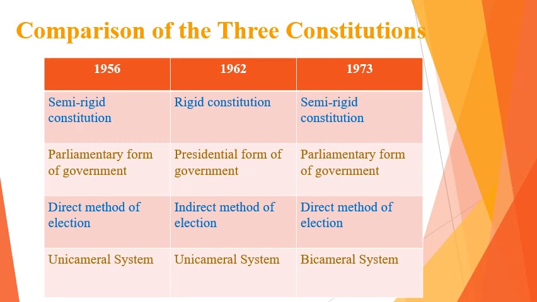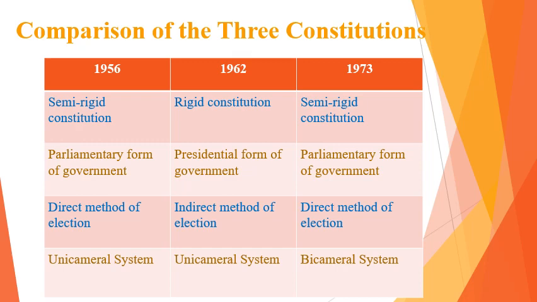This is called semi-rigid. Whereas the constitution of 1962 is rigid. Rigid means although the lawmakers, the members of National Assembly, are willing, they are voting in the favor of that law, but that bill will not be changed into law without the consent of the president. The approval of the president is mandatory here in the Constitution of 1962. This part makes the constitution a rigid constitution. Whereas the 1973 constitution, once again in the light of 1956, is a semi-rigid constitution.